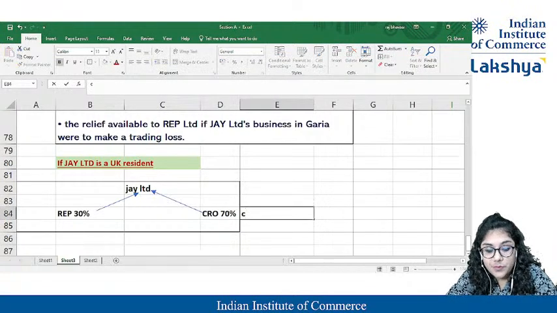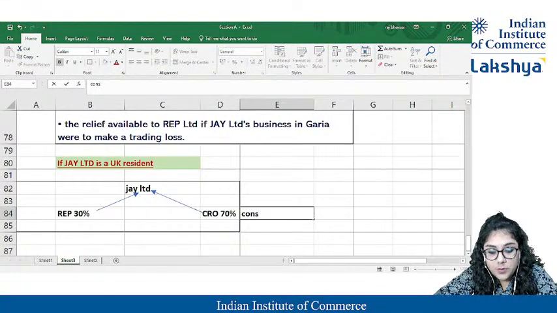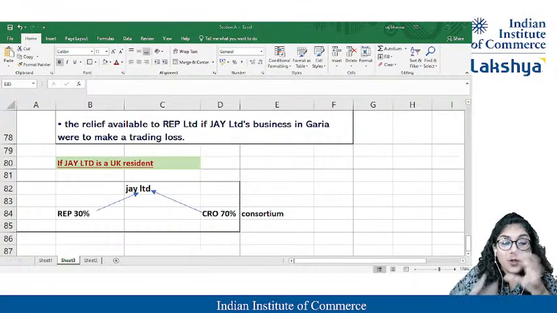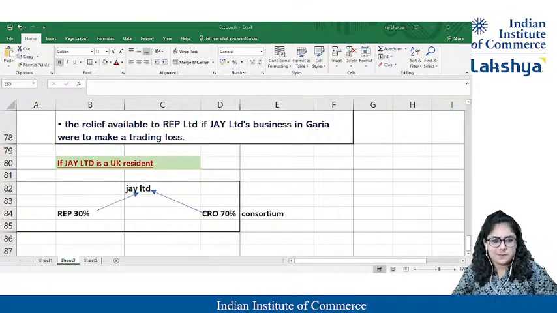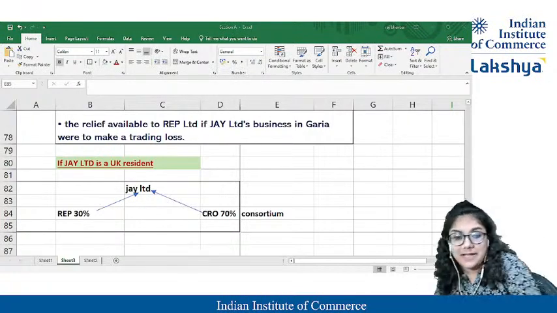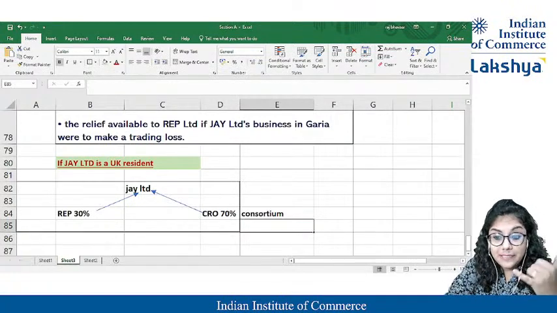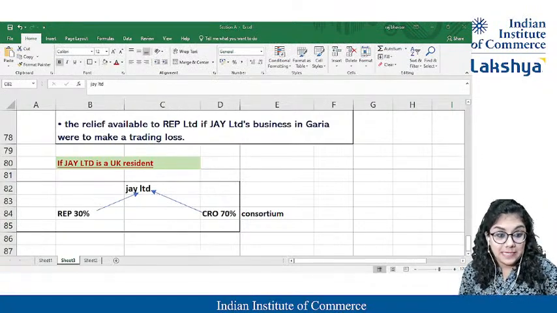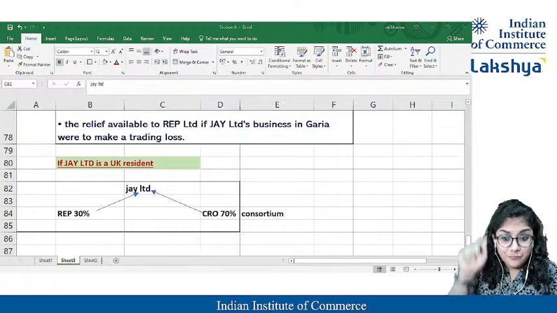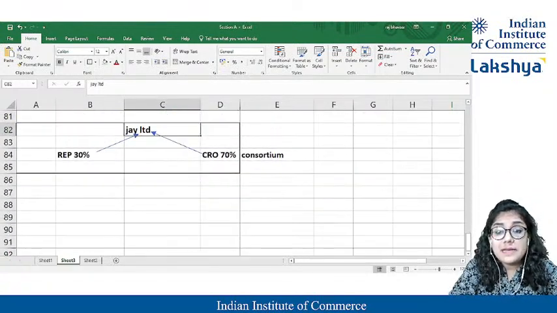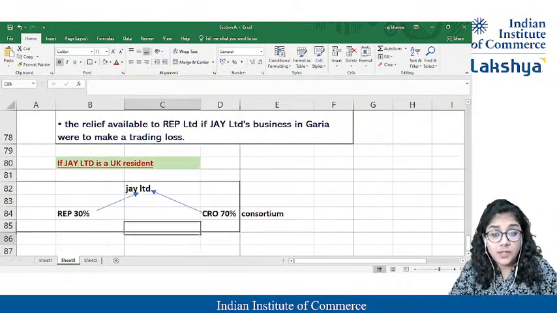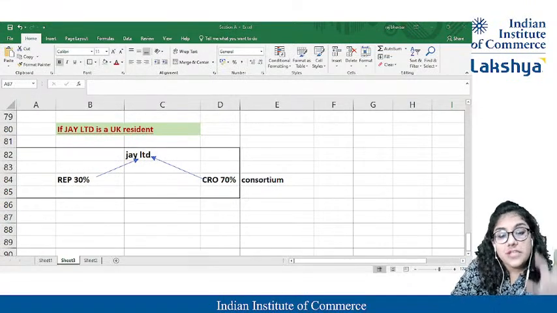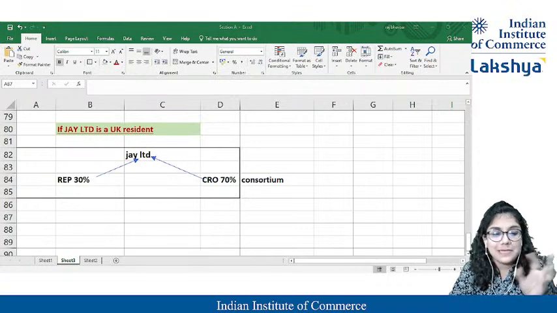What is consortium? Consortium means it's a total of both the companies. If both the companies' total also exceeds 75% or more, it becomes a consortium. Over here, if Jai Limited is having 30%, and the other company, REP Limited, is 30%, and Jai Limited is making a loss, then what can REP take? REP can take their share of loss. They can claim if Jai company is a resident of UK. If it is not a resident of UK, things will not be the same. Agreed? Yeah. So we can write, if Jai Limited's business in Nigeria were making trading losses, then what could be done?